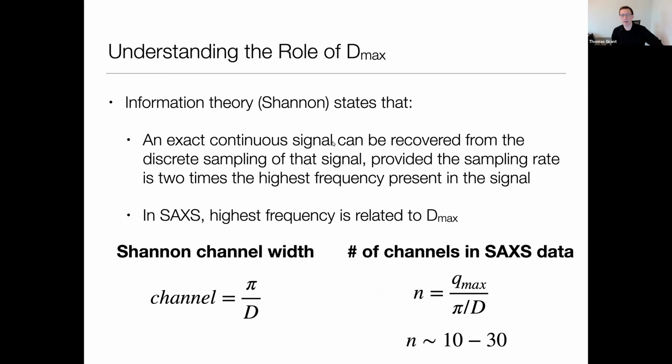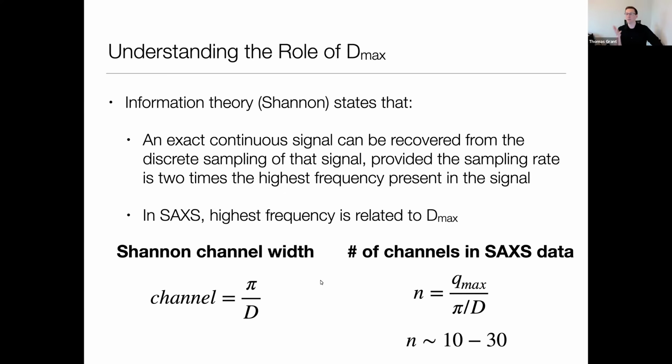So in the context of Shannon theory, that continuous signal can be recovered from that discrete sampling, right? Our experiment is effectively a discrete sampling of that underlying continuous scattering profile, provided that the sampling rate, in other words, the distance between the adjacent data points, is at least 2 times the highest frequency present in the signal. And in SAXS, the highest frequency is related to the maximum dimension of the particle, Dmax.